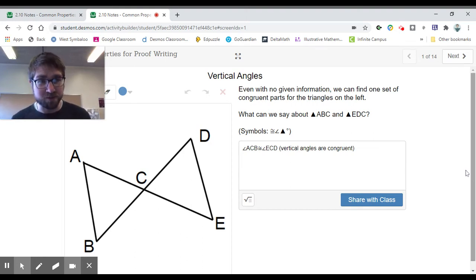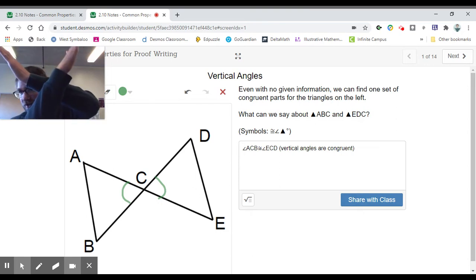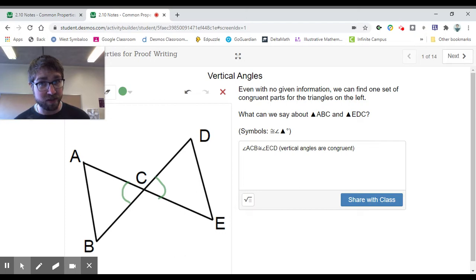First off, vertical angles. This is one that you can use even if they don't tell you any other information. Just looking at the picture, I can see that there are vertical angles in this picture. Where are the vertical angles? That's these ones right here. So angle ACB and angle ECD. We proved previously that those kinds of angles where you have two lines intersecting, they have to be the same. So anytime you see vertical angles, they're congruent.